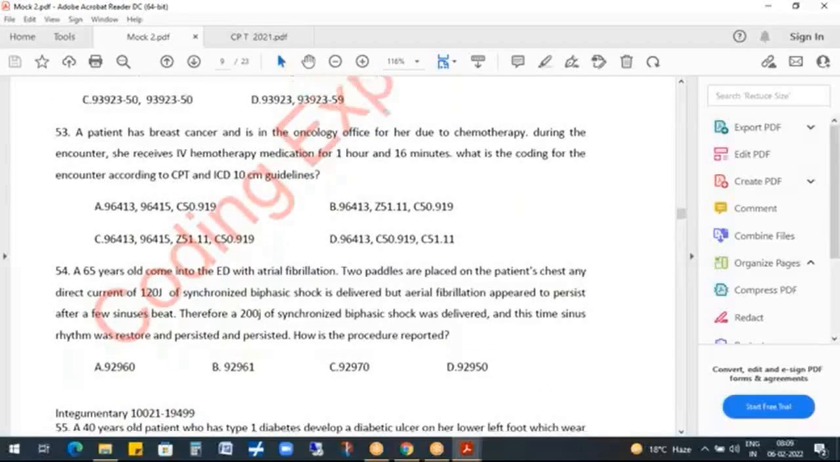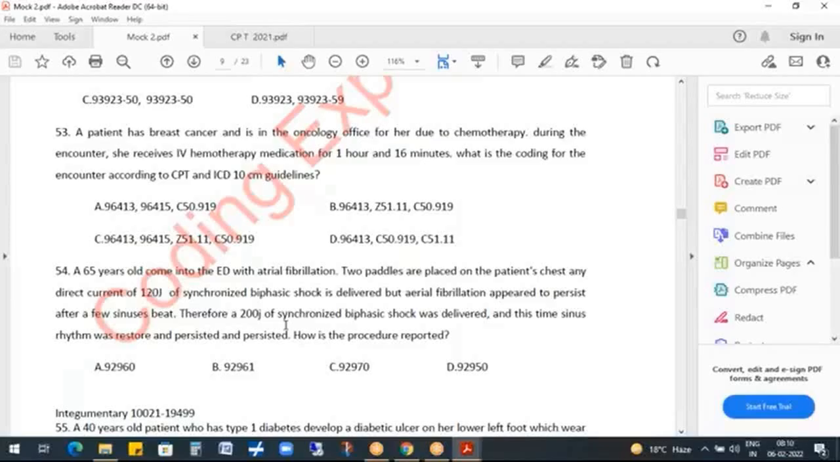why should we not take C, sir? Option C, 96415. See, if you go and see the parenthetical note under 96413, beyond 30 minutes, it is clearly documented there. The add-on code will come only after the minimum interval of 30 minutes. Sir, here up to 1 hour in 96415, each additional hour they gave, sir. Try to see the parenthetical note at 96413.